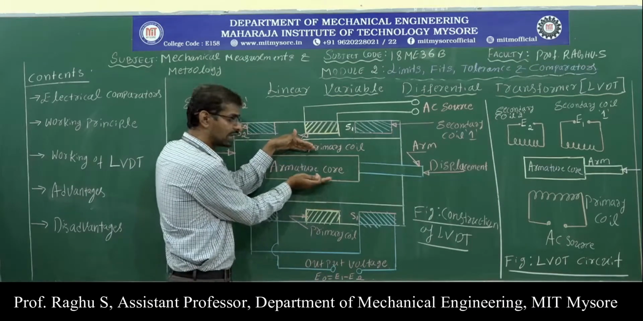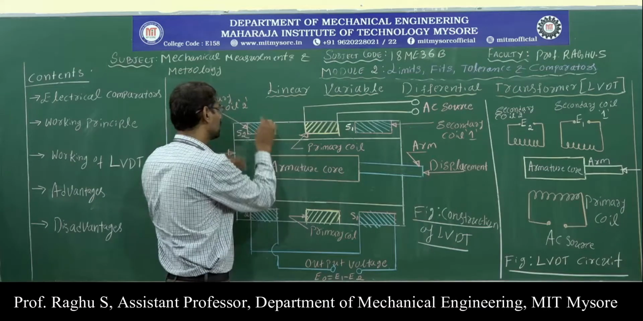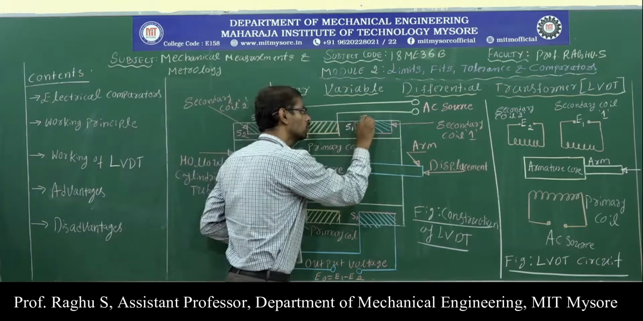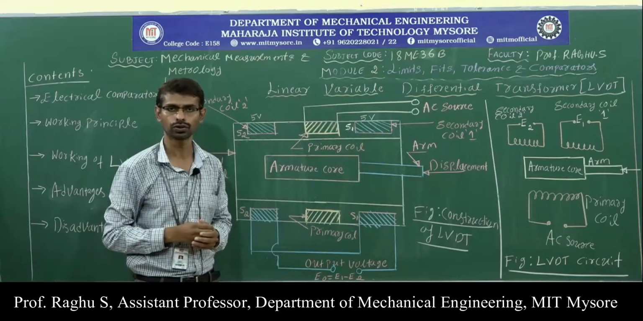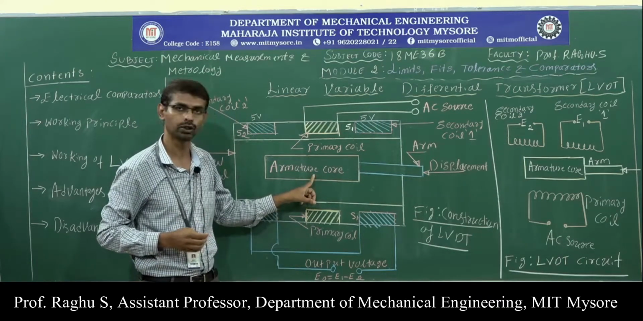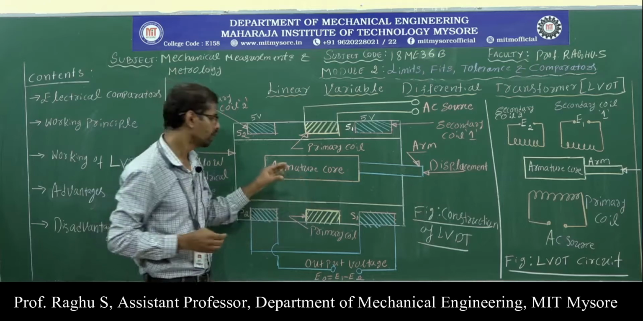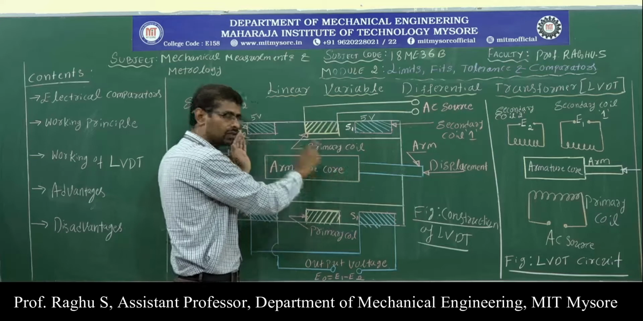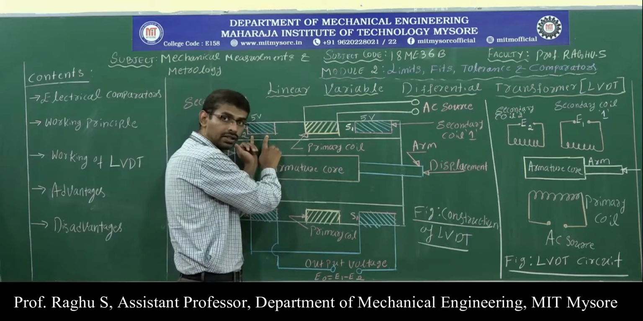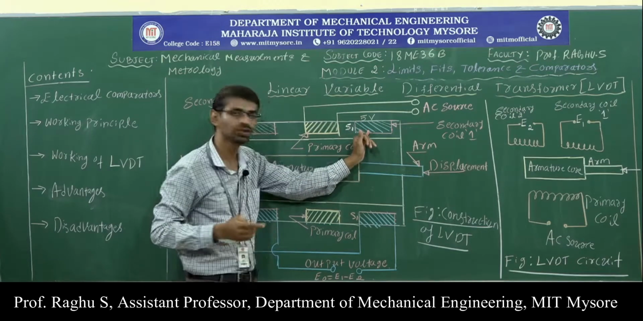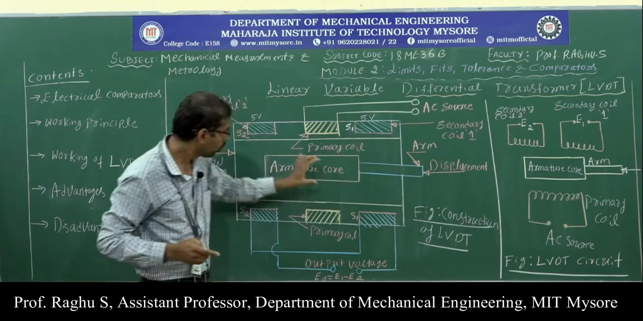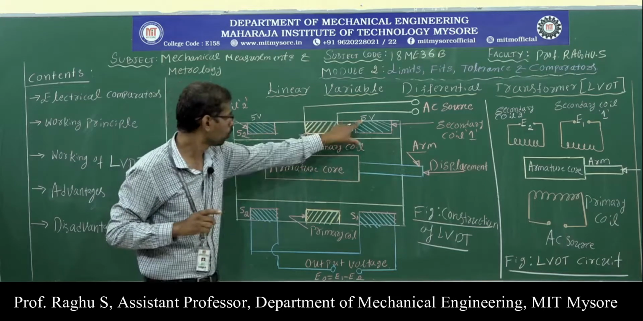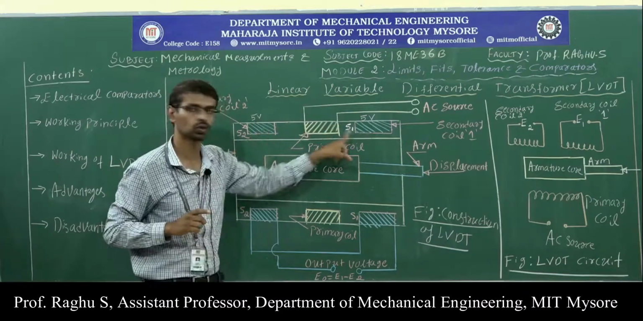When the armature core is exactly at the center of the tube, say for example, 5 volts is induced in one coil, and here also 5 volts is induced. When the core moves inside the tube, because of mutual inductance, some amount of voltage is induced in S2 and some amount in S1. When the core lies exactly at the center, an equal amount of voltage is induced in S2 and S1.